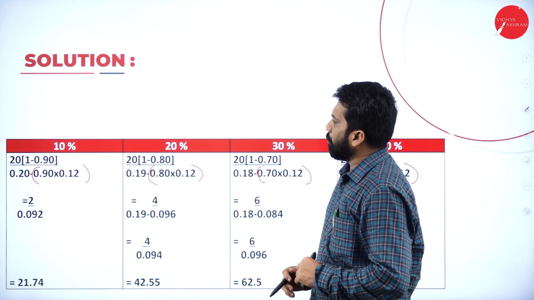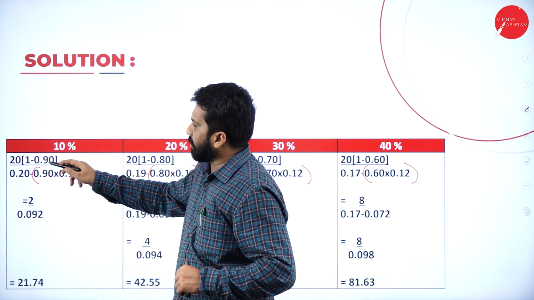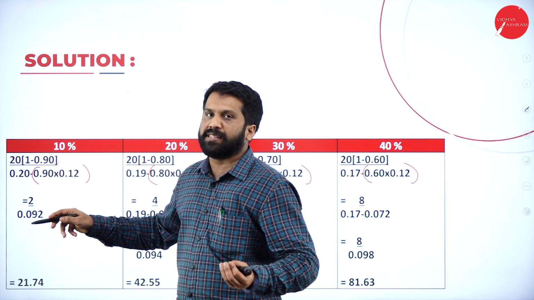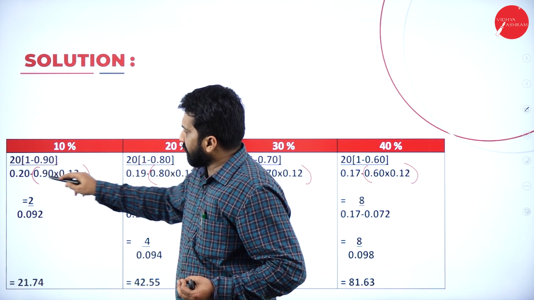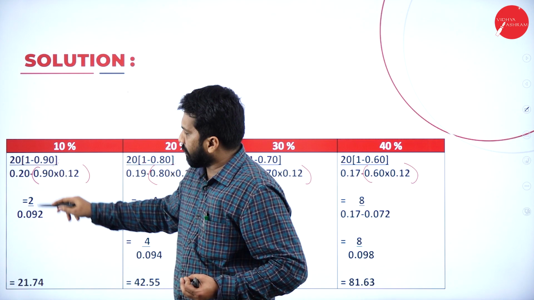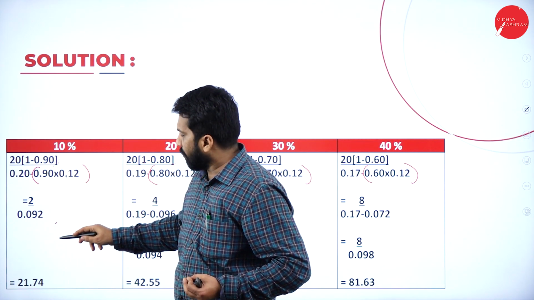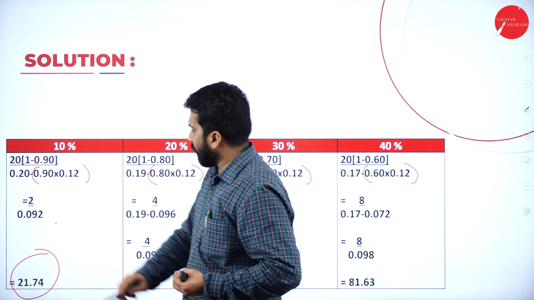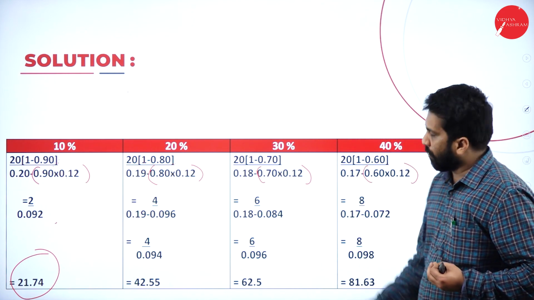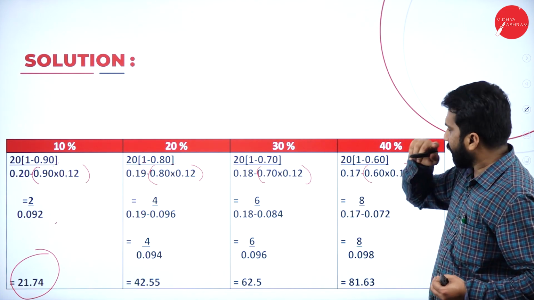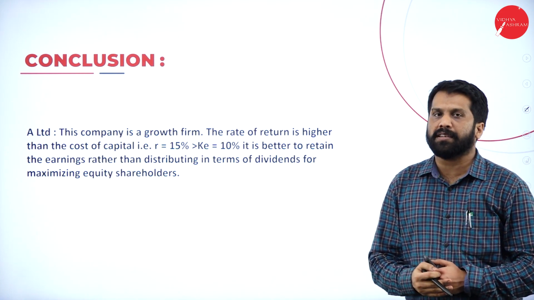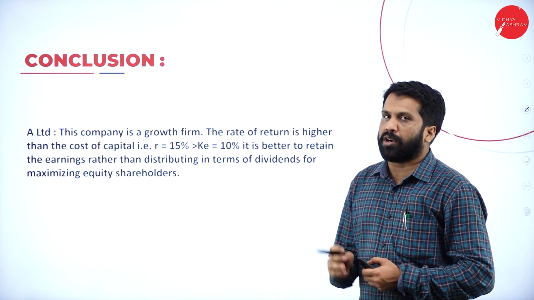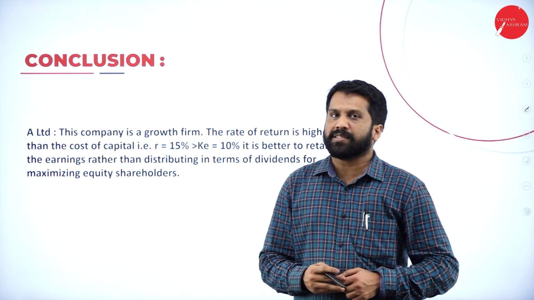So if you simplify, 1 minus 0.90, you will get 10 paise. 10 paise into 20, you will get 2 rupees. Do all this calculation, multiply and minus, you will get 0.092. Divide, you will get 21.74. Similarly, you do it for 10, 20, 30, 40, 50, 60, 70. Clear? Later you can take a screenshot, but just understand the concept.